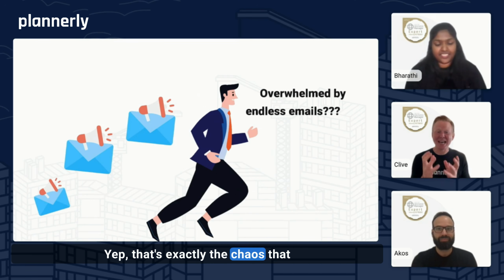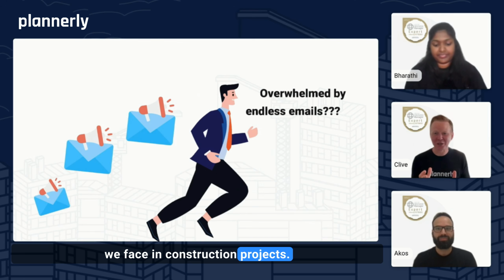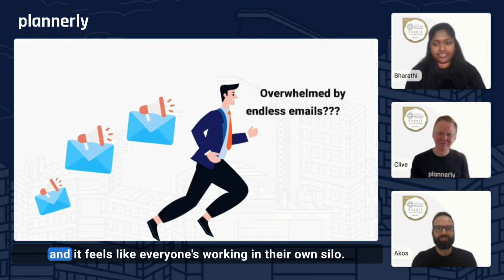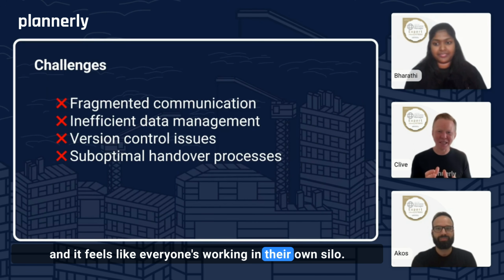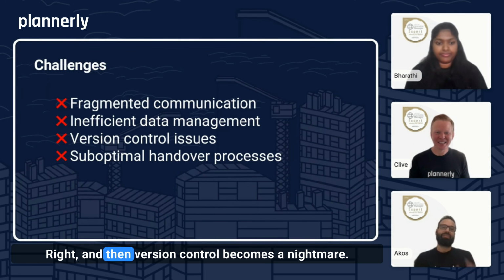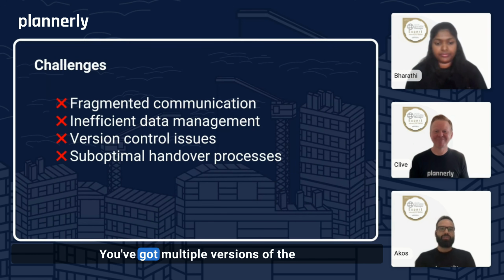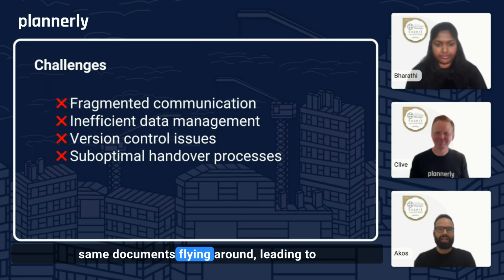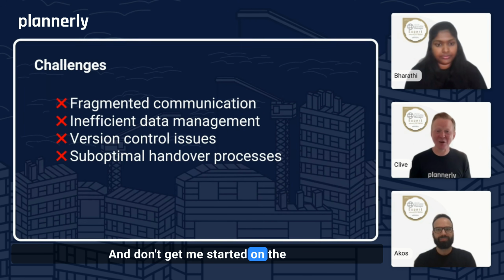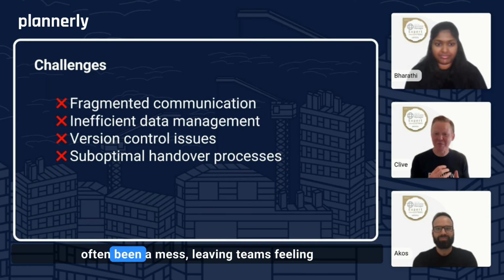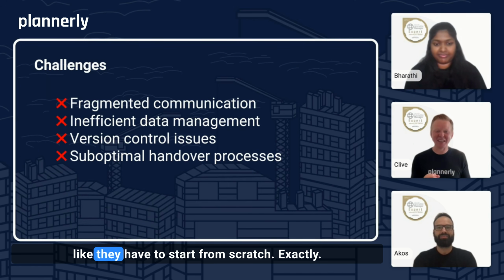Yep, that's exactly the chaos that we face in construction projects. Communication tends to break down, and it feels like everyone's working in their own silo. Right, and then version control becomes a nightmare. You've got multiple versions of the same documents flying around, leading to mistakes and confusion, of course. And don't get me started on the handovers at the end of the project.